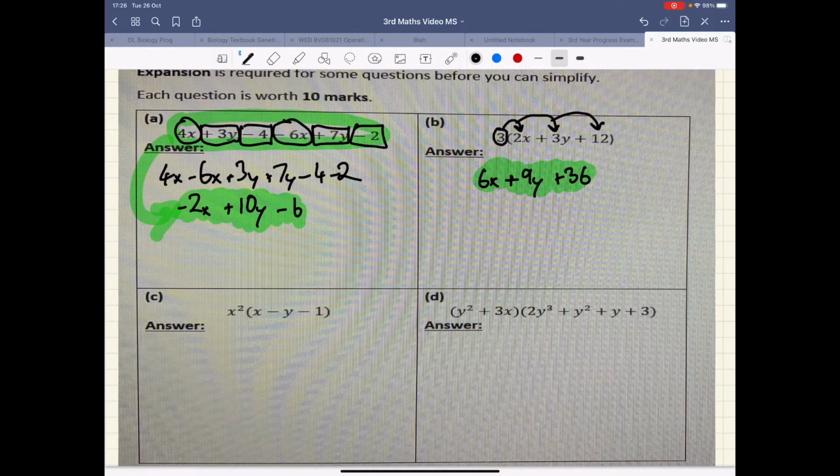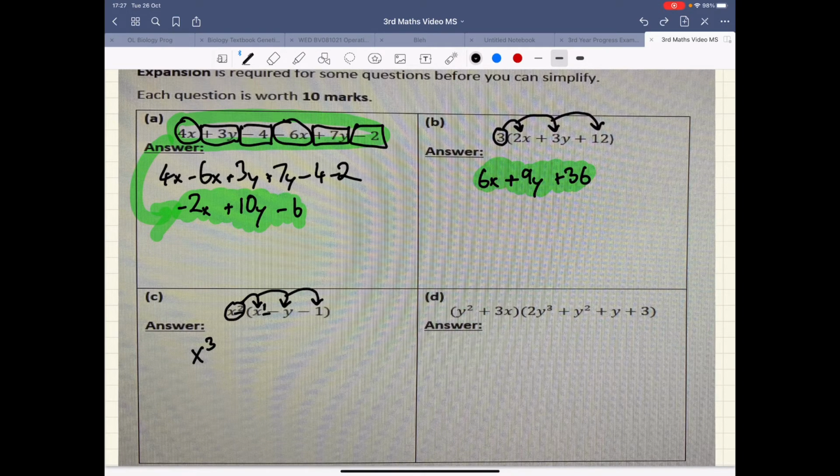On to part C. Again, we have a value outside the brackets, and we're going to multiply it by everything inside the brackets. So we take x squared and multiply it by that, then by that, then by that. I'll start by taking my x squared and multiplying it by x, and that gives me x to the power of 3. There's a 1 hidden here, so that's x to the power of 1, and when you multiply terms with powers, you just add the powers together. So 2 plus 1 gives me 3. That's where that 3 is coming from.